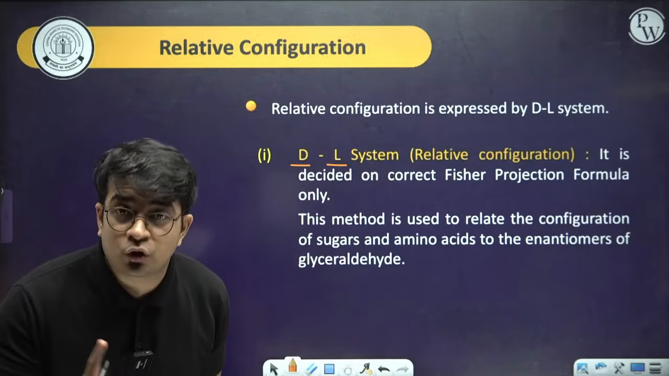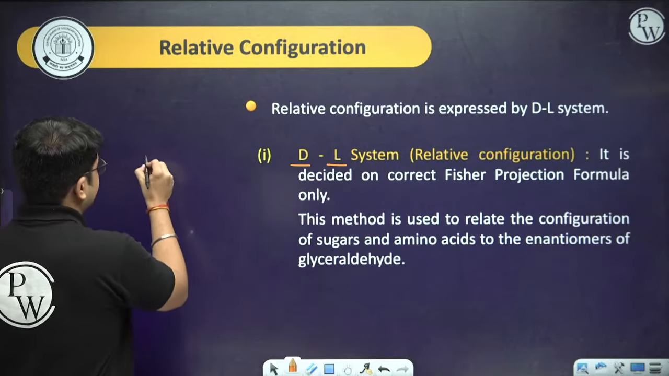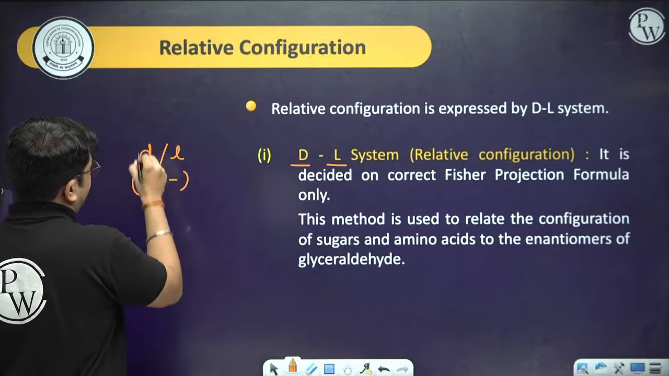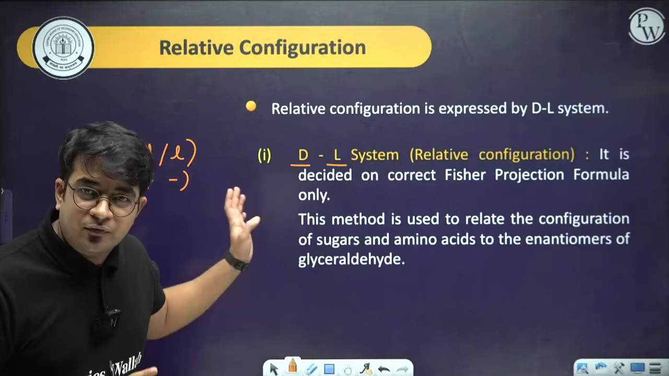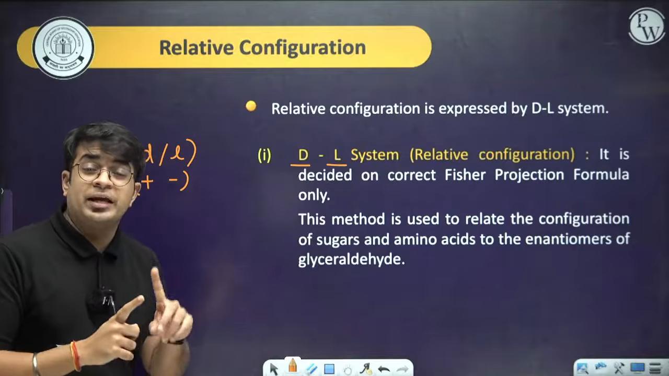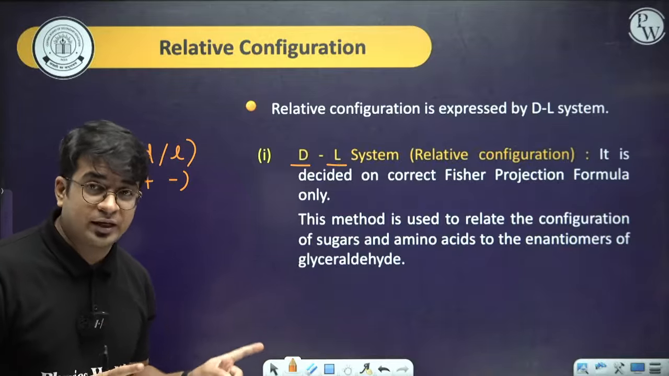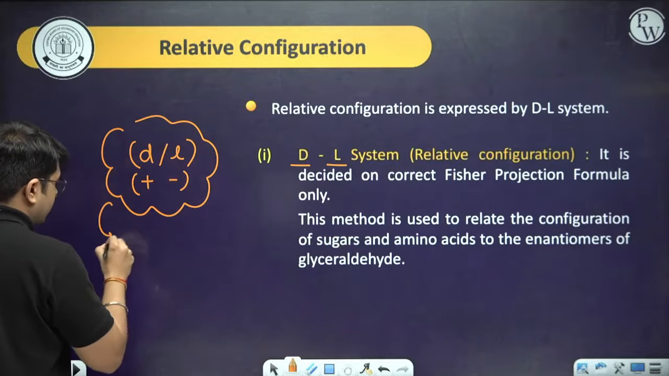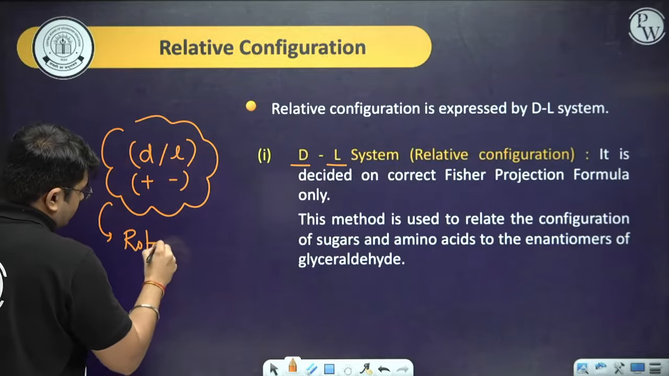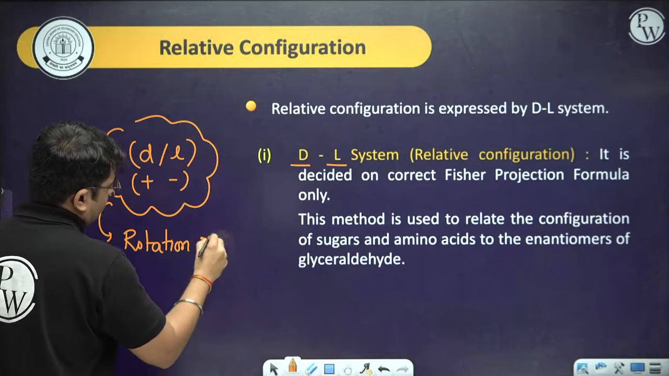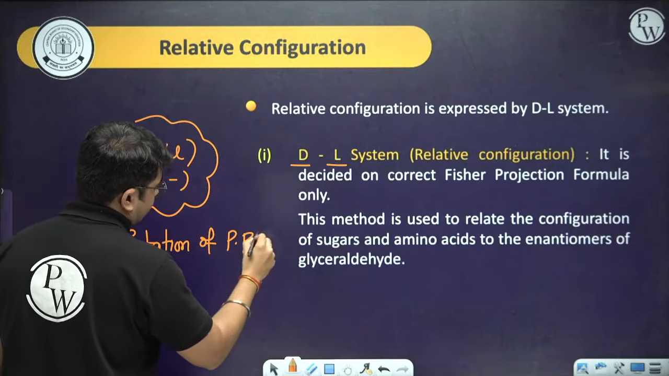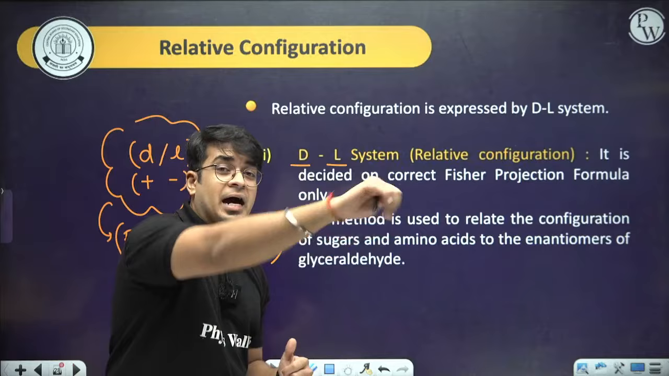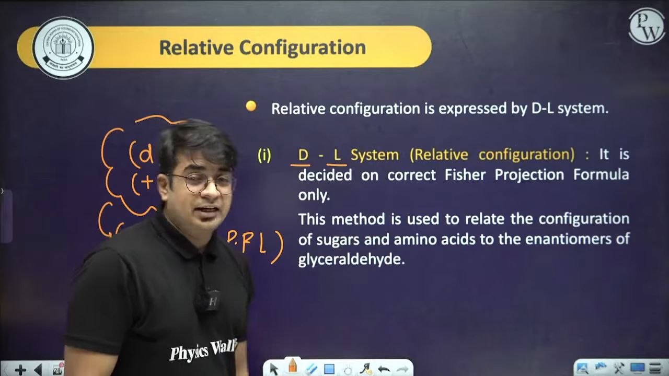It's not dextro-rotatory or levo-rotatory, because that is small d and small l, or positive or negative. That type of system is different. That is related to the rotation of the plane of polarized light. So always remember, this type of arrangement is related to the rotation of plane polarized light. But in this case, capital D and capital L system are basically the relative configuration.